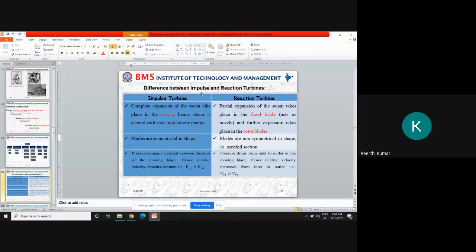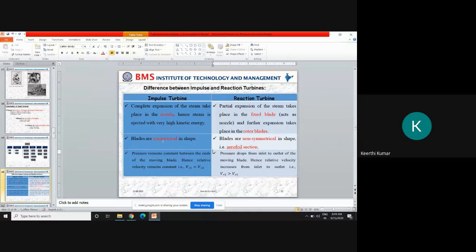Very, very important term. Next, here the blades are symmetrical in shape. What do you mean by symmetrical? If I cut the blade exactly into two parts, both the parts will look the same. So that is the meaning of symmetrical. Here the blades are symmetrical in shape. Here the blades are aerofoil in section. Here the blades are non-symmetrical and it is also called aerofoil section. Under the reaction turbine, the blades are non-symmetrical and in the shape of aerofoil.